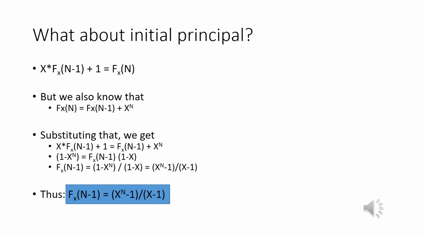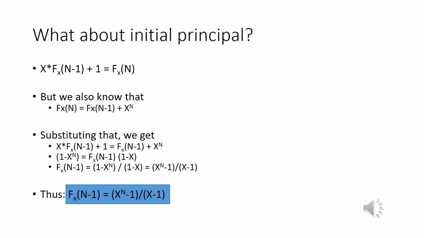So we can simply write a recurrent equation like this: x multiplied by f of n minus 1, and add a 1 to it, you get f of n, right? That is the relation that we saw, so that we can exploit. But we also know that f of n minus 1 is nothing but 1 plus x squared until x power n minus 1. If I add an x power n to it, I'll get f of n, right?